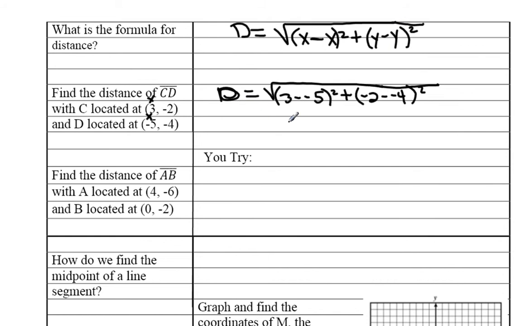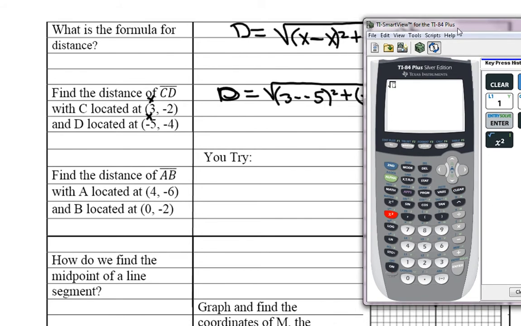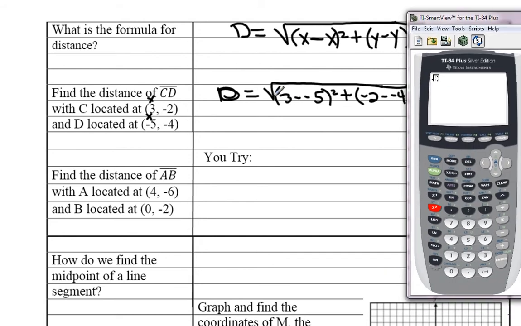And then this whole chunk will go in your calculator. So you press second square root, 3 minus negative 5. So see how we have parentheses here? I always do double parentheses. 3 minus negative 5 parentheses squared plus negative 2 minus negative 4 parentheses squared, and then add one more parentheses.